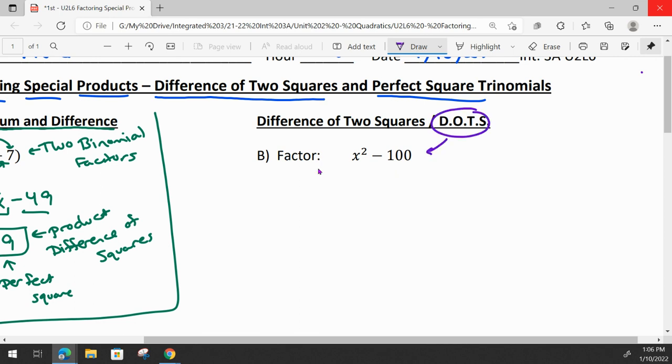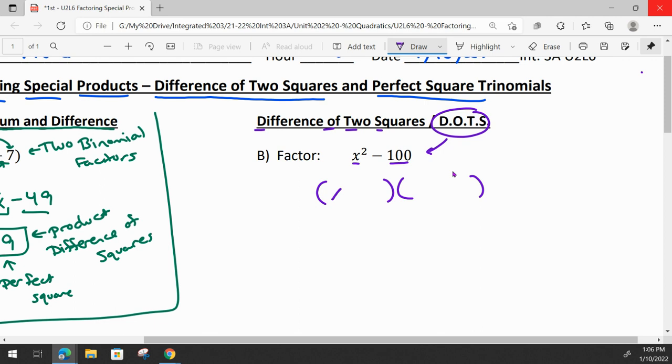or DOTS, for difference of two squares. And a difference of two squares can factor very easily into two binomials. So it's very easy. It's a very easy product to factor if you remember how. And that's one of the things you need to work on, remembering how to factor these different types of things.